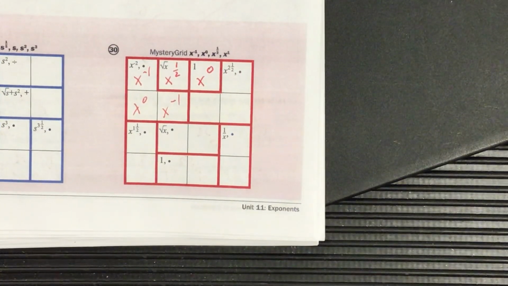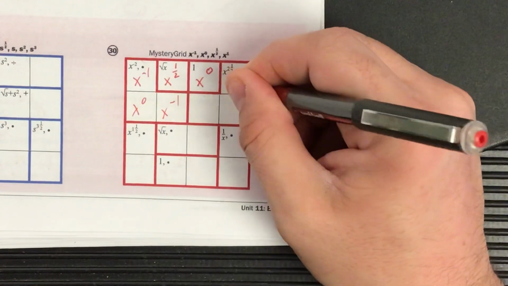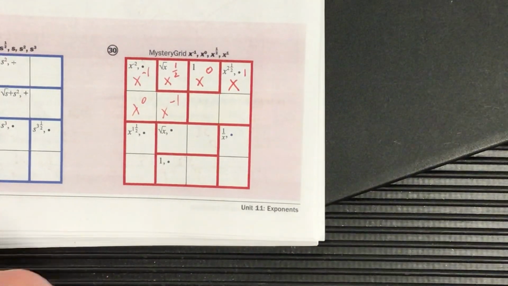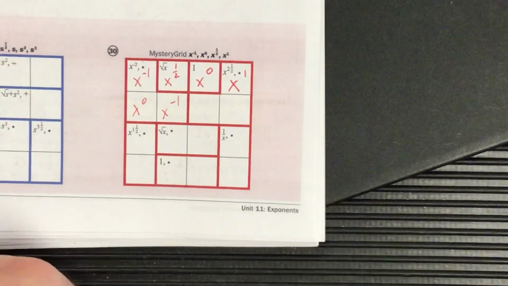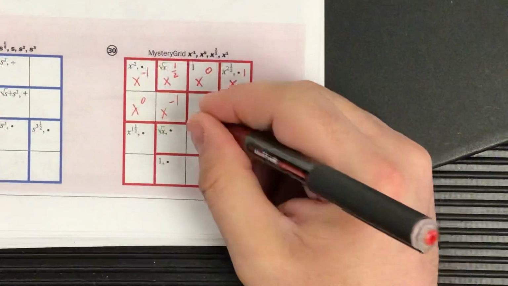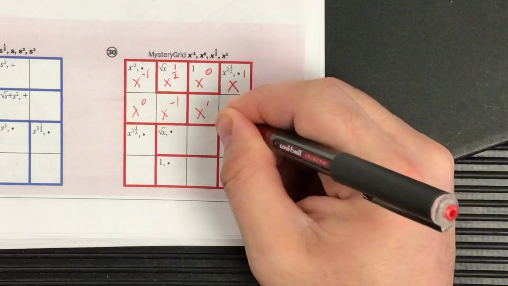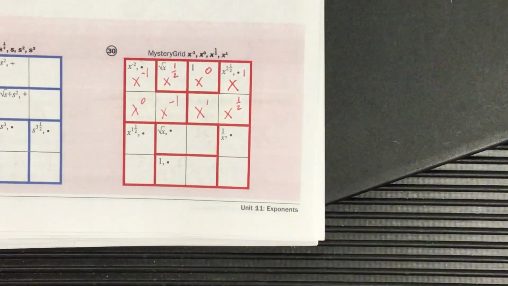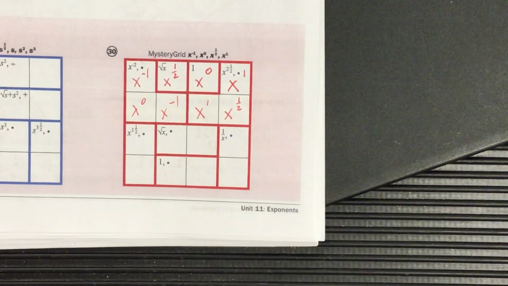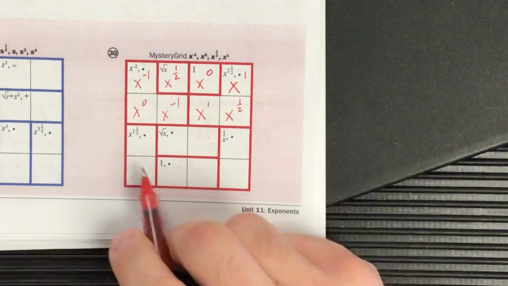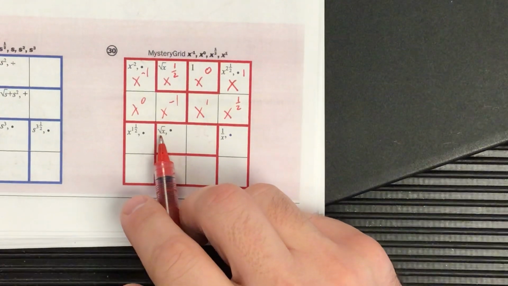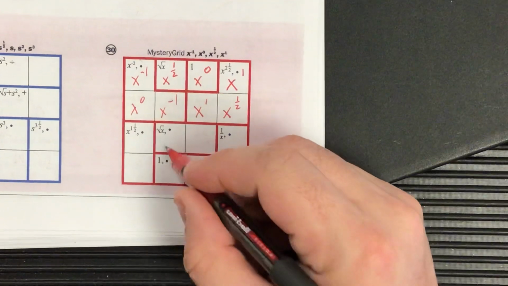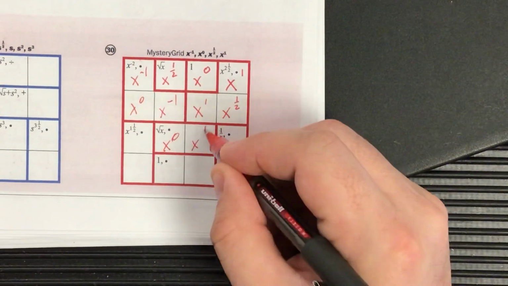Now there's only 1 missing. That's x to the 1st. X to the first goes under x to the 0. So here you have the same thing. That's going to have to be the x to the 1/2 and x to the 0, so x to 0 goes there, and then x to the half. Good job.